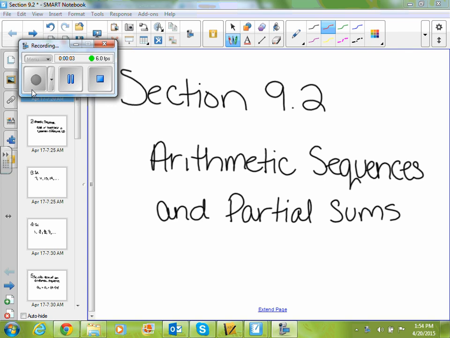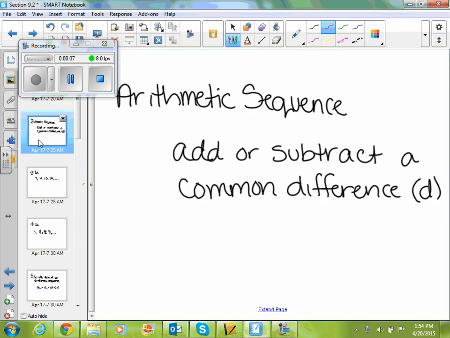Alright, so if we look at 9.2, we're going to look at arithmetic sequences and partial sums. So the first part of the assignment that we're going to look at is what an arithmetic sequence is. And just based on the name arithmetic sequence, it seems to make sense that it is a sequence where you add or subtract some common number, which we call our common difference, and we label D.